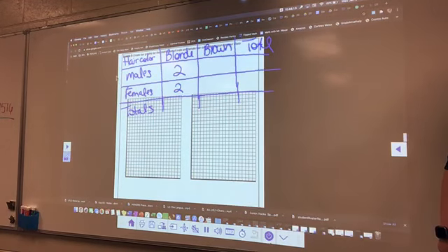And then Kayla's brown too. Did we put her as brown? So 1, 2, 3. So 4.